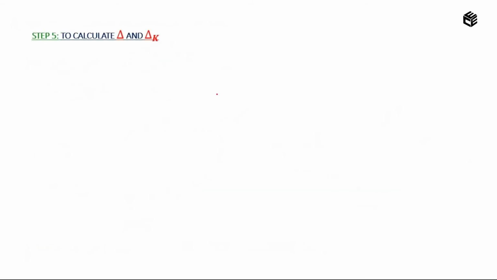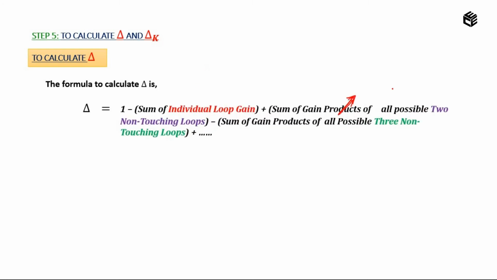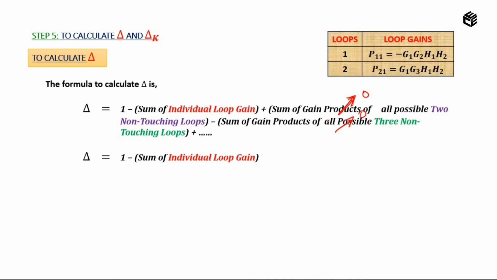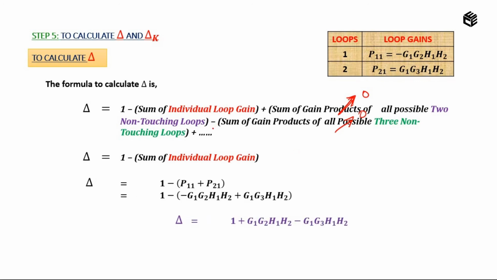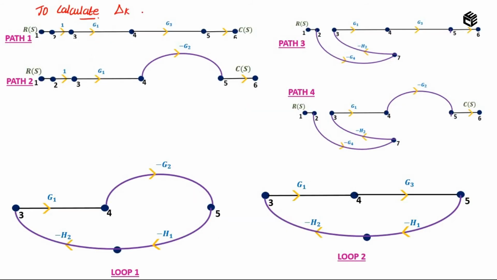What is our next step? Our next step is to calculate the expression for del and del K. So first we are going to calculate for del. We know the formula for del as this. So from the previous slides we can say that we have no two non-touching loops and we don't have any three non-touching loops. I am taking these two values as 0 and I am going to rewrite the formula for del as 1 minus sum of individual loop gains. So we have obtained the individual loop gains as P11 value was this and P21 value was this. Now I am going to apply all the expressions in the formula and finally I will get the answer of del as this.